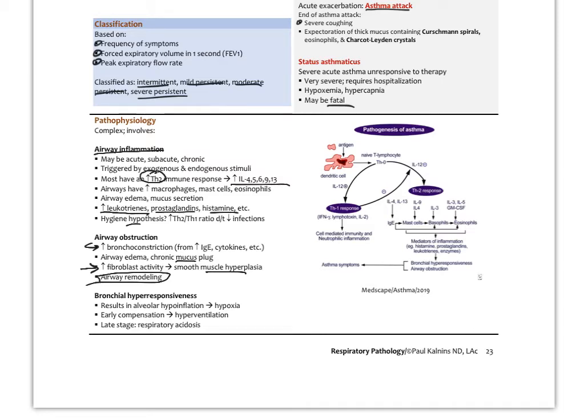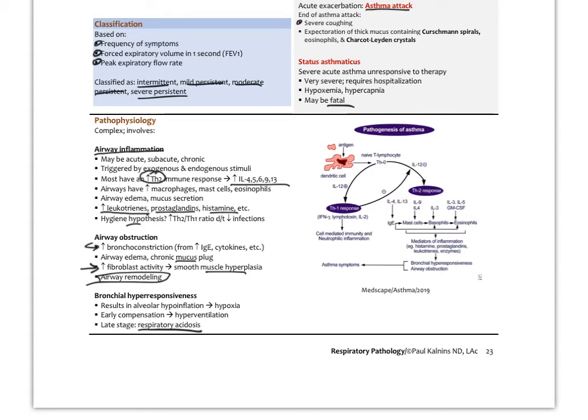And then over time, the bronchi become hypersensitive, and any little stimulus will cause them to bronchoconstrict, and that can cause the lungs distal to that airway to become hyperinflated, but that creates hypoxia. The early compensation is hyperventilation, but then late stage, not enough exhalation of carbon dioxide. We get an increase of CO2 in the blood, and that results in respiratory acidosis, like we had talked about. So that's some of the pathophysiology behind asthma.